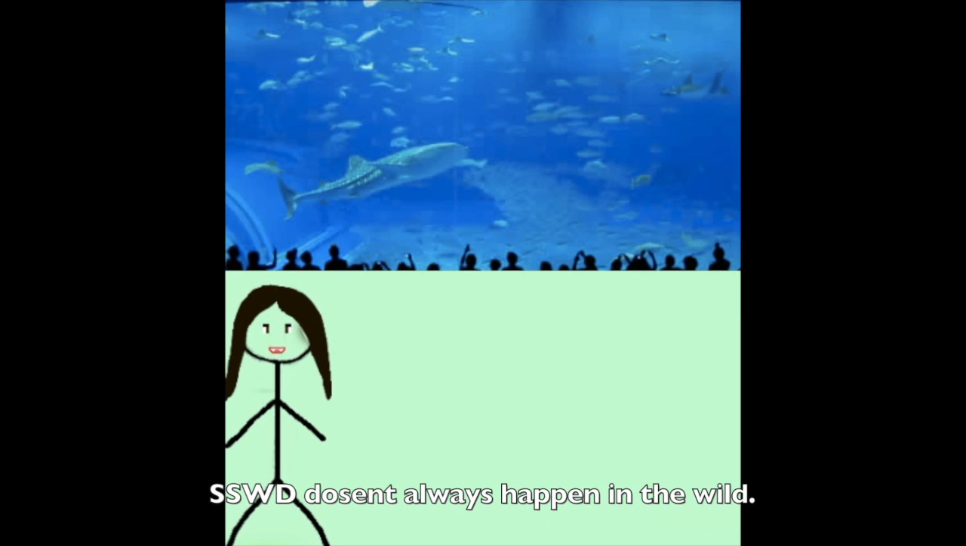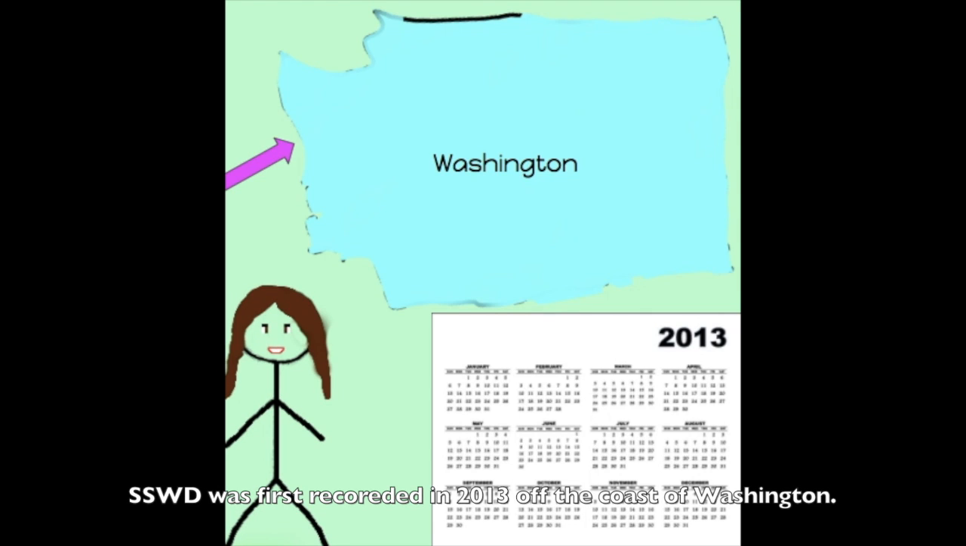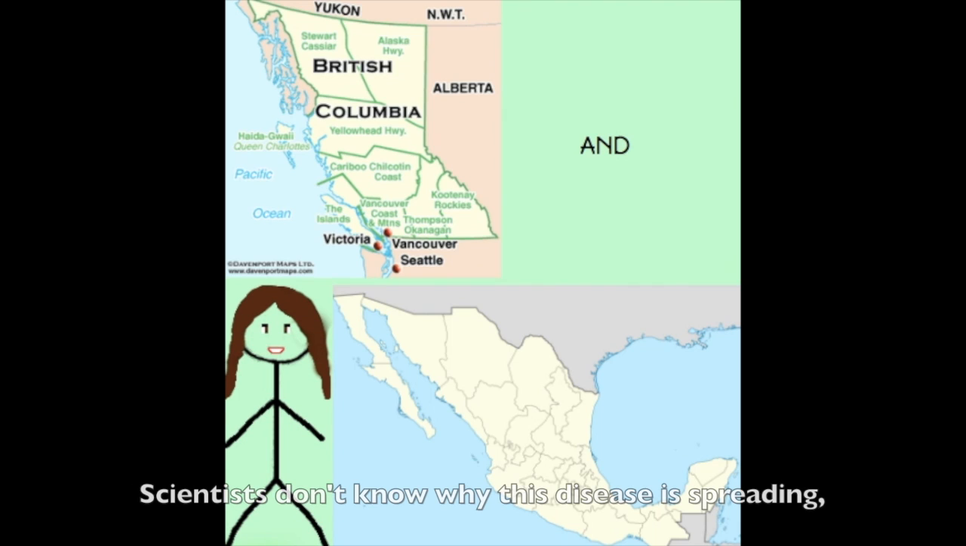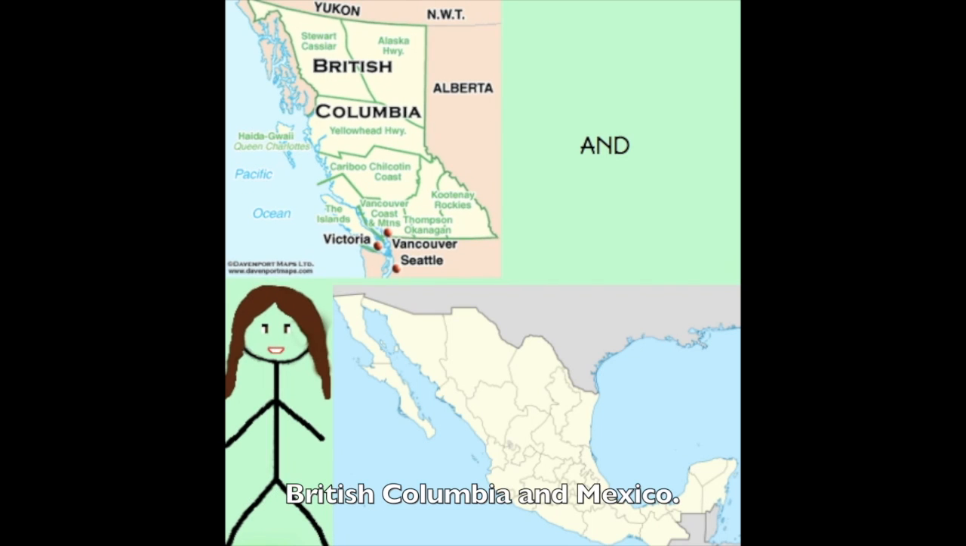Sea star wasting disease doesn't only happen in the wild. It has happened in large aquariums where they are not cleaned. Scientists have also found that aquarium staff members who don't use blue lights overhead of their tanks are at larger risk of bacteria growing. The sea star wasting disease was first recorded in 2013 with ochre stars along the coast of Washington. Scientists don't know why this disease is spreading, but it obviously has, as it has been found in places all the way near British Columbia and Mexico.